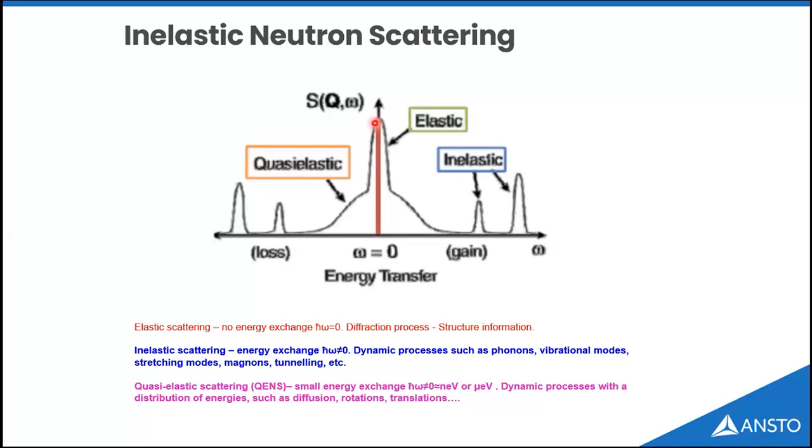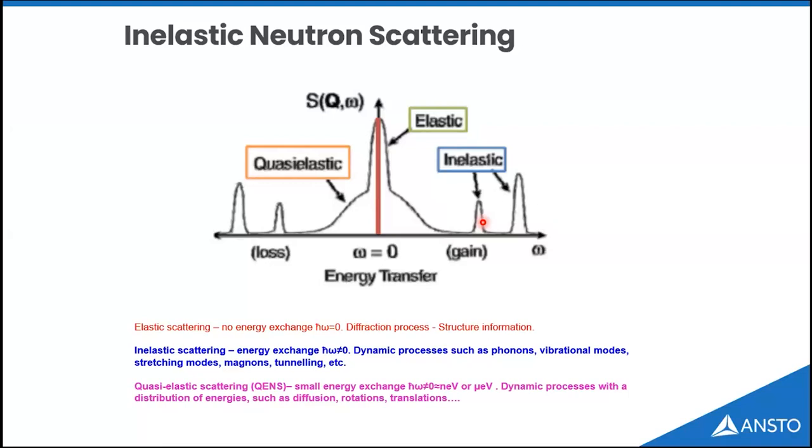And then on top of that, we actually have broadening effects. This is called quasi-elastic neutron scattering. This corresponds to the diffusion property, rotational property, and any other broad distribution in energy and time, all these processes. And when we go to even higher energy, we see some defined peaks. This corresponds to inelastic neutron scattering, from, for example, phonons, magnons, and tunneling effects, etc.